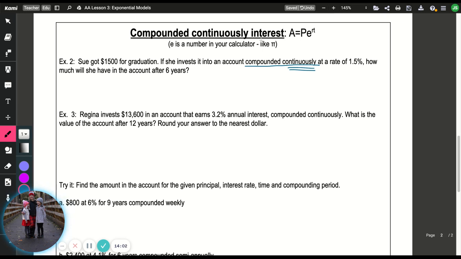So we talked about monthly and weekly and daily. Continuous is like boom, boom, boom, boom, like all the time. It's always compounding, always, which is why banks aren't going to give it to us because they're not going to pay us that much money.